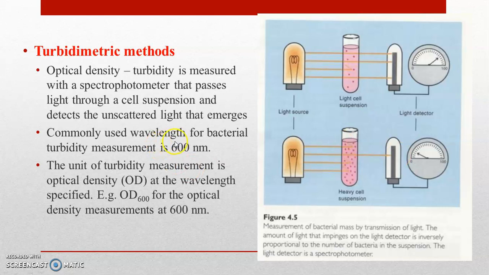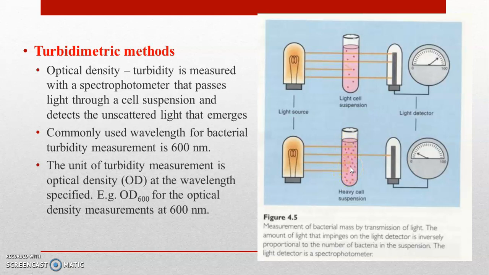The commonly used wavelength for bacterial turbidity measurement is 600 nanometer, and the unit of turbidity measurement is optical density at the wavelength specified. For example, if we are taking the optical density measurement at 600 nanometer, then the unit will be OD 600. So an increase in the absorbance at a specified wavelength will indicate an increase in bacterial growth. That means the emerging light will be less, that means that the other light rays are either scattered or absorbed by the bacterial cells.